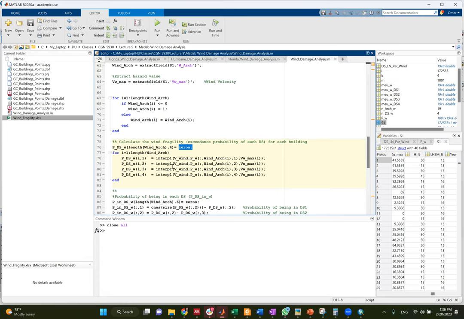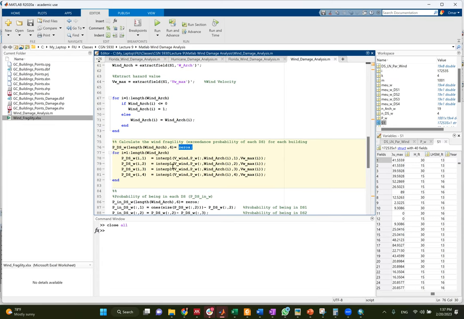And what I did here in the first one is the probability of exceeding damage state one, for the wind archetype. So here's the archetype. What I'm doing here, for building number one, over the length of all the wind archetypes, like over all the buildings, I have here 172,000 buildings, okay? So for building number one, calculate the probability of exceedance for damage state one. And then for damage state two, damage state three, and damage state four. And then this function does interpolation for the damage states. Its name is interpolate. And then we have interpolate, and I put the wind speed for this building, and this actually comes from here.